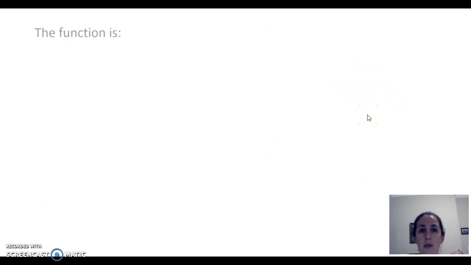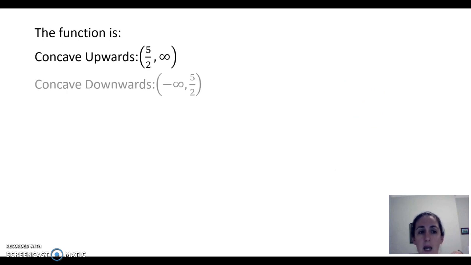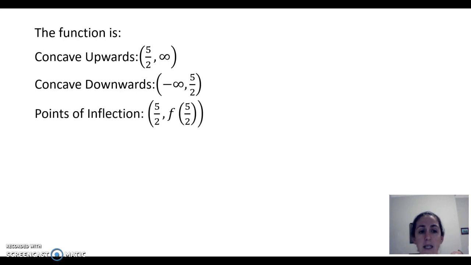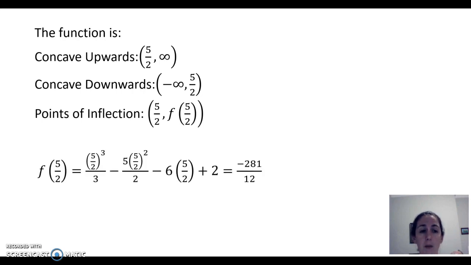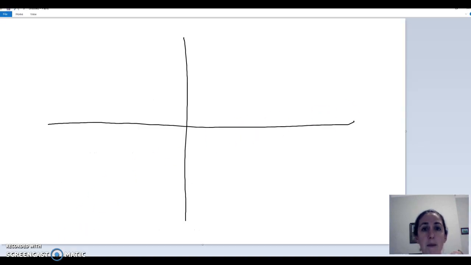So now we can see that this function is concave upwards from 5/2 to infinity. It's concave downwards from negative infinity to 5/2. It does have a point of inflection because it switched concavity at 5/2, and we will need to figure out the y value by plugging 5/2 into the original function to get negative 281 over 12. So the point of inflection is at 5/2, negative 281 over 12. Now with all this information, I am ready to graph my function.